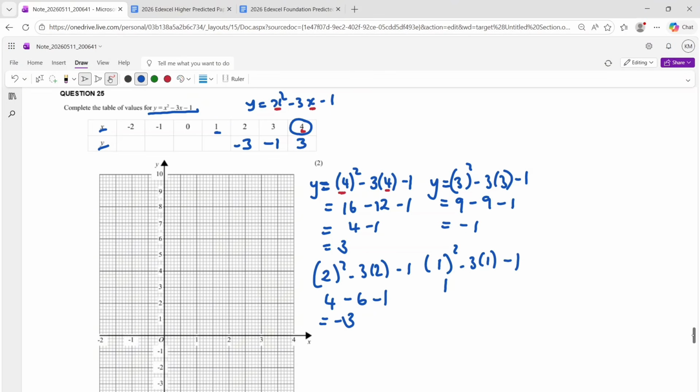1 squared is 1, minus 3, minus 1. 1 minus 3 is negative 2. Take 1 is negative 3. So here I'm starting to see a pattern.